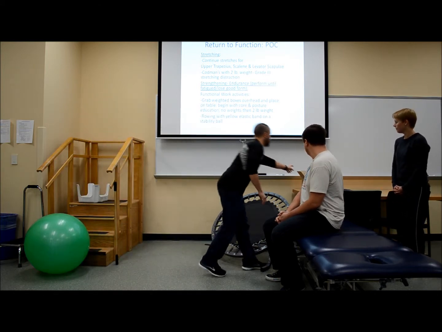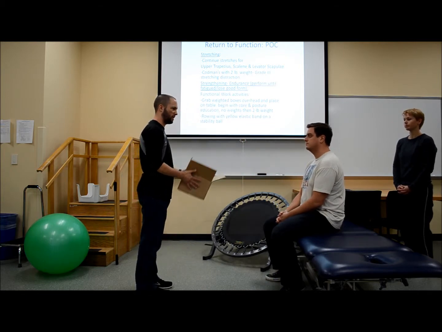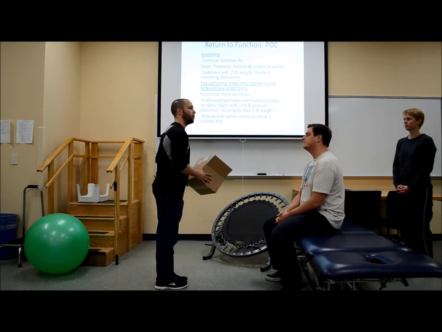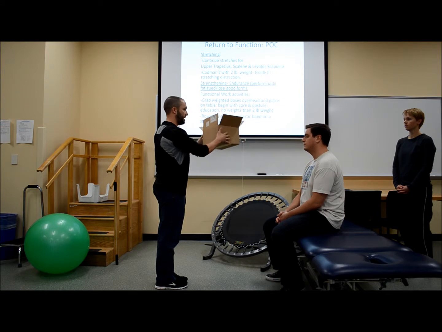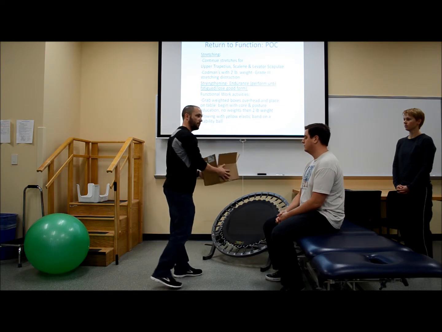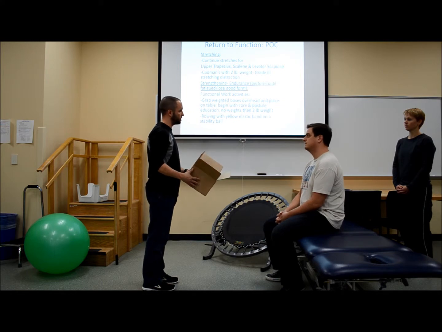All right, the first exercise we're going to work with is this empty box here. As we progress forward, we can add some weight into that to challenge you a little bit more. But what we're going to be doing is just reaching overhead, pretending like we're setting it on a shelf, like at your house. And then taking it back down, and we'll set it on a table there. Okay. So we're going to do that until you start losing form or until you start getting too fatigued.